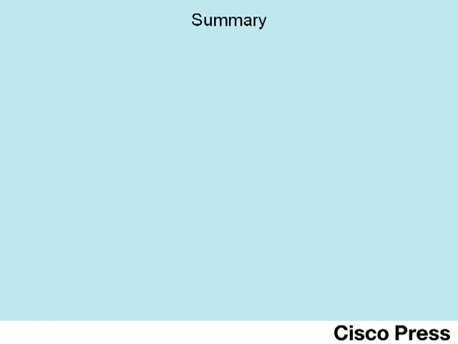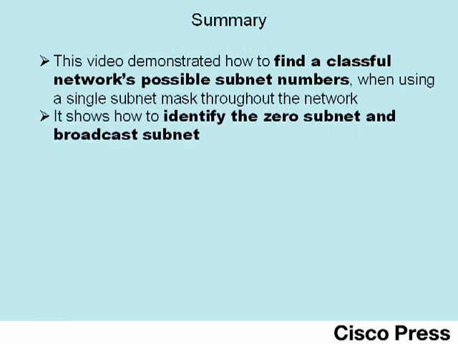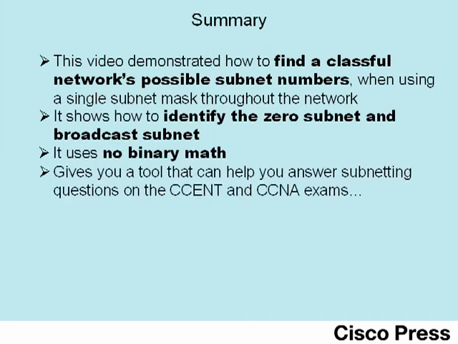In summary, this video shows how to find a classful network's subnet numbers, assuming the same mask is used throughout the network. The process also identifies the 0 subnet and broadcast subnet, and it uses no binary math. Because of that, it makes it a great tool for finding the answers to subnetting questions on the CCNA and CCNT exams because you'll go more quickly and you'll be able to find the answers with much more confidence.